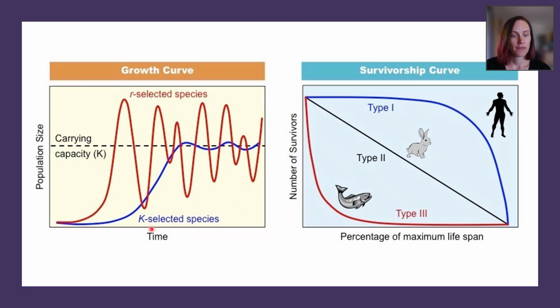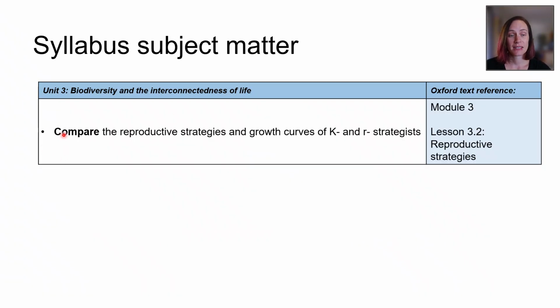In our growth curve here, and we're talking carrying capacity, we can see those K-selected species have exponential growth and then hit that carrying capacity and plateau out, but the R-selected ones are going rapid growth, rapid death, rapid growth, rapid death. So those population numbers are fluctuating quite substantially. This is a compare question, so don't forget you'll be finding similarities and differences between the two, so that might be something to identify in your notes.